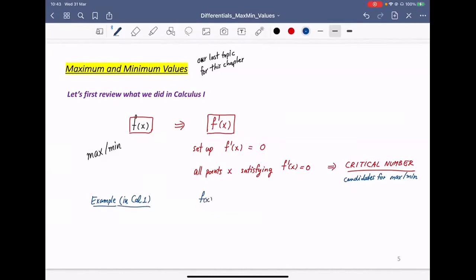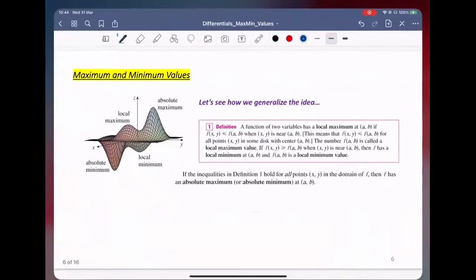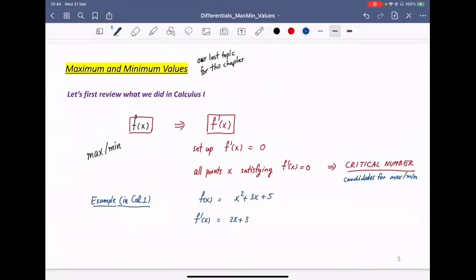Suppose you have f(x) equal to, let's say, x squared plus 3x plus 5, and you want the extreme value of this function. You differentiate one time, so you get 2x plus 3. Then you set it equal to 0, which gives 2x plus 3 equal to 0. And then you solve x equal to negative 3 over 2, right? This is something you call the critical number.